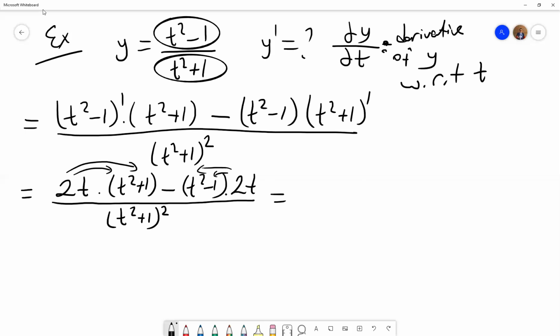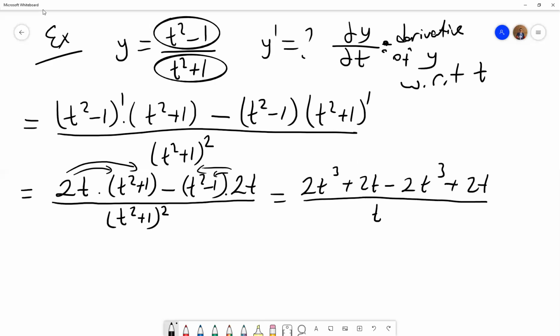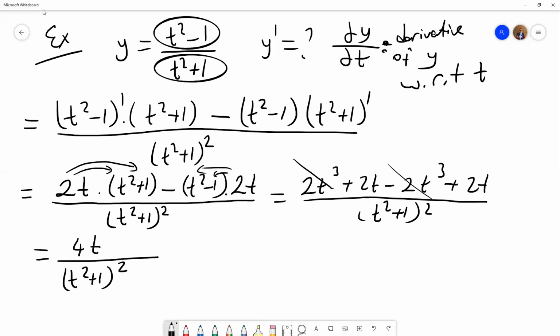So 2t cubed plus 2t minus 2t cubed plus 2t, over t squared plus 1 squared. And finally, we eliminate these two terms. They are the same, with plus and minus signs. And we have 4t over t squared plus 1 squared. This is the answer for that question.